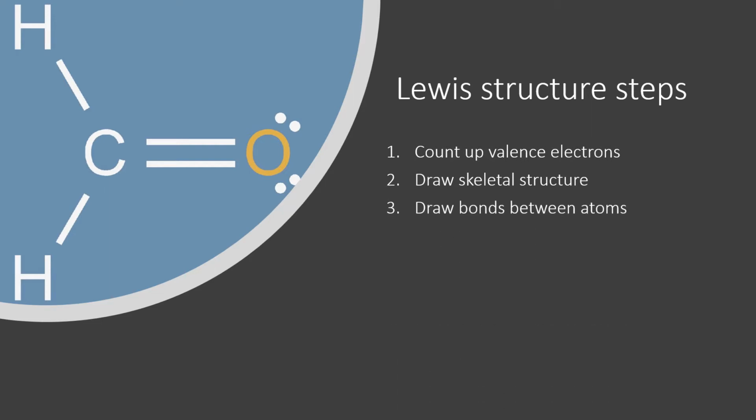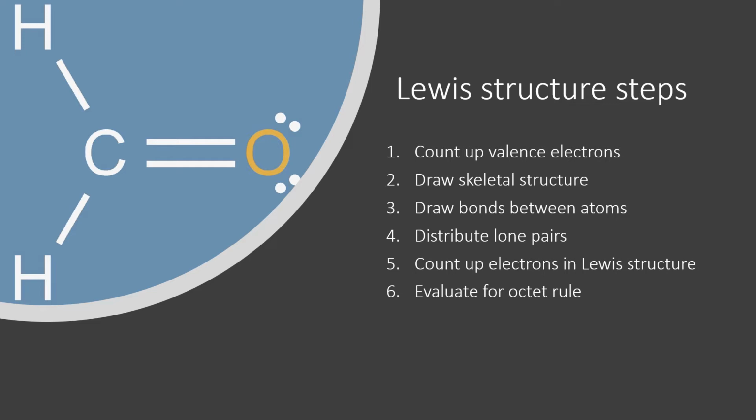Then you're going to draw covalent bonds between the individual atoms. Each time you draw a bond between two atoms, you will use up 2 electrons. Then you want to distribute remaining electrons as lone pairs. The goal here is that the combination of your covalent bond electrons and your lone pair electrons, when you count them up in your preliminary Lewis structure, should equal the number of valence electrons you counted up in step 1.